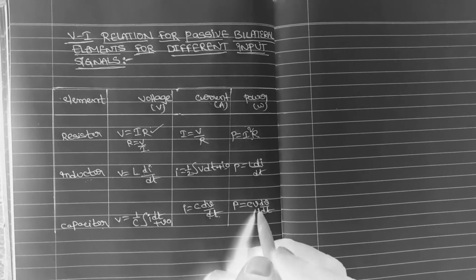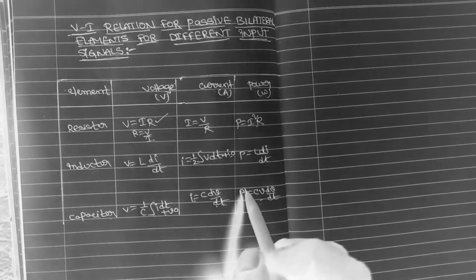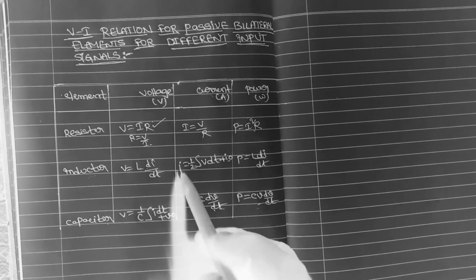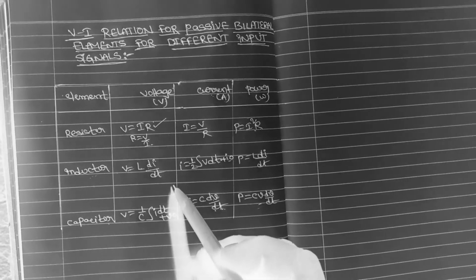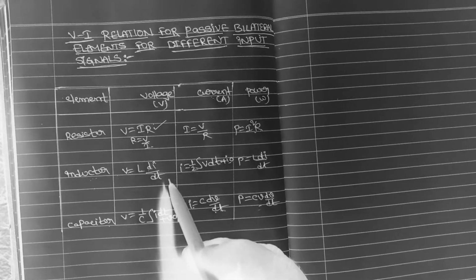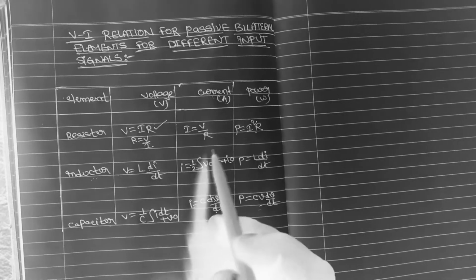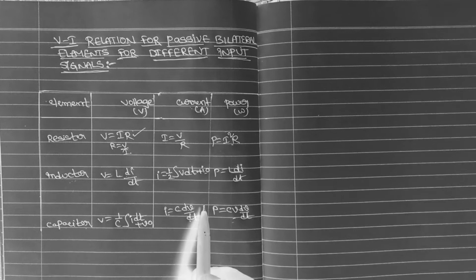This can be represented between the current and voltage. All of these voltage and current expressions are very important while solving problems on inductive, capacitive and resistive element networks. So I think you have understood what I am saying.